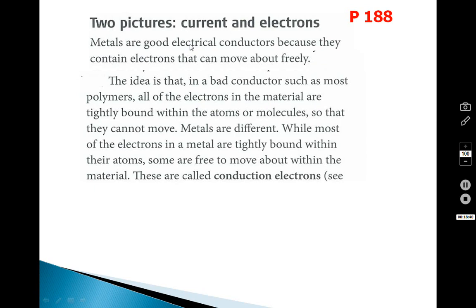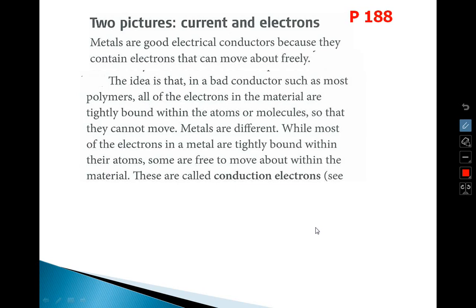Now we have two topics: current and electrons, and we will look at the relation between current and electrons. Please open your book on page 188. Metals are good electrical conductors because they contain electrons that can move about freely. So what happens in bad conductors such as most polymers?